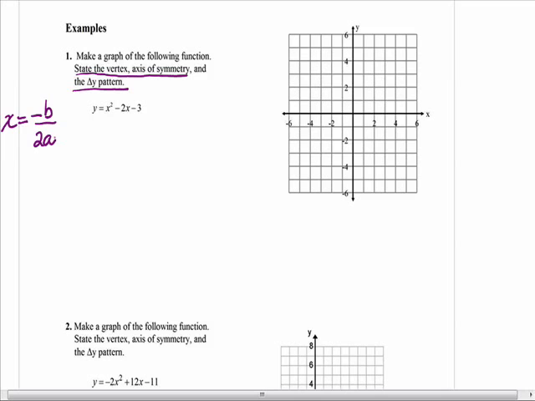So who could tell me what the value of b is for this function? Tate: -2. Yes, for this function the value of b is -2, and then the value of a? 1. Everybody understand how I got the value of a and the value of b? I would like to see some hands. Megan, where did I lose you?